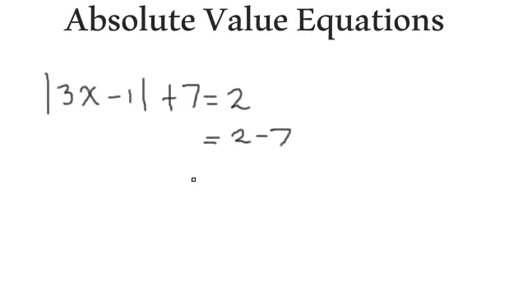Alright, let's look at another one. What about if we had the absolute value of 3x minus 1 plus 7 is equal to 2? So the first thing I'm going to do is get this in standard form. That is, I want just what's in the absolute value bars on the left hand side of the equal sign. So let's get rid of this 7 and bring it over to the right. If it's positive, we'll bring it over to the right, it becomes negative. And so we're left with 3x minus 1. So 2 minus 7 is a negative 5.